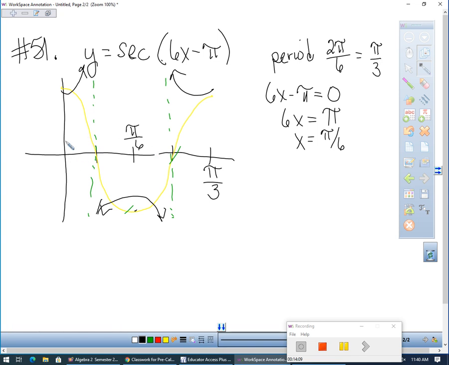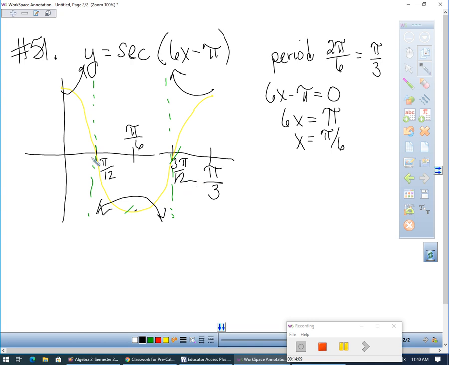So halfway between 0 and pi over 6, this is pi over 12. And this one is 3 pi over 12. I had to think about that for a second. Sorry.